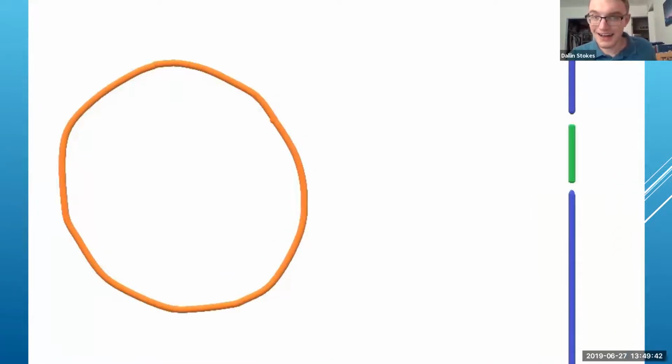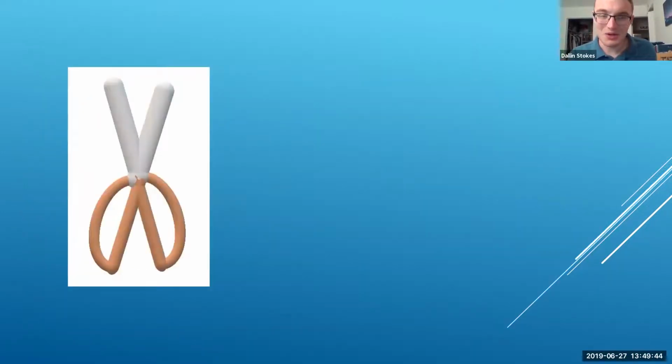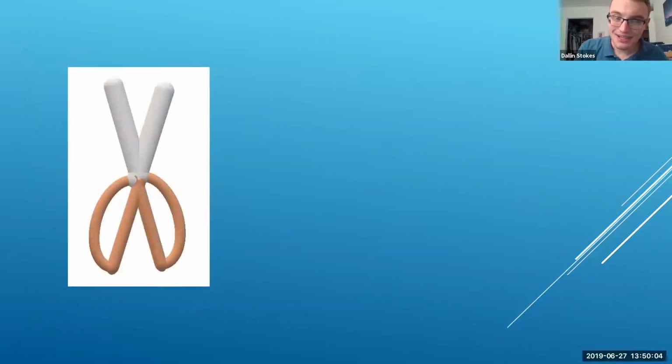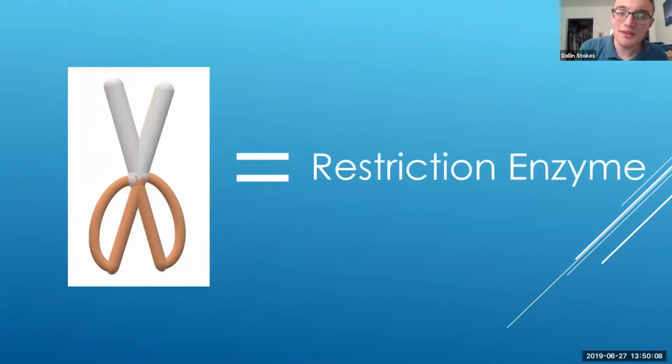First step, we need to cut it out using scissors. Because notice, before it was in one big long line, but I don't want to insert the entire chromosome in there. That would make a plasmid that's too big. I don't want the whole chromosome. I just need the insulin gene. So I need to cut out the insulin gene using scissors. And these scissors, they're molecular scissors, I suppose. We call them restriction enzymes.